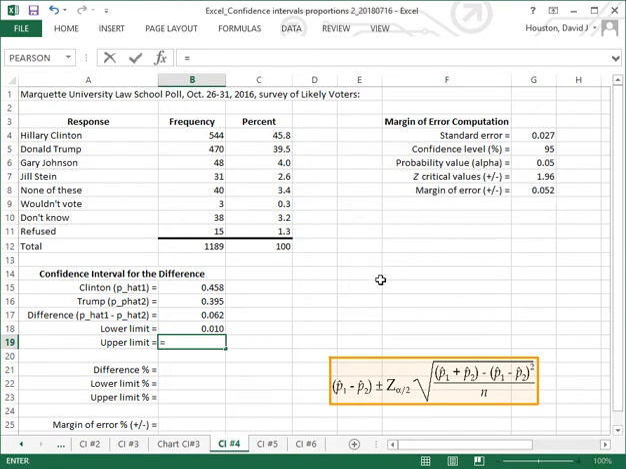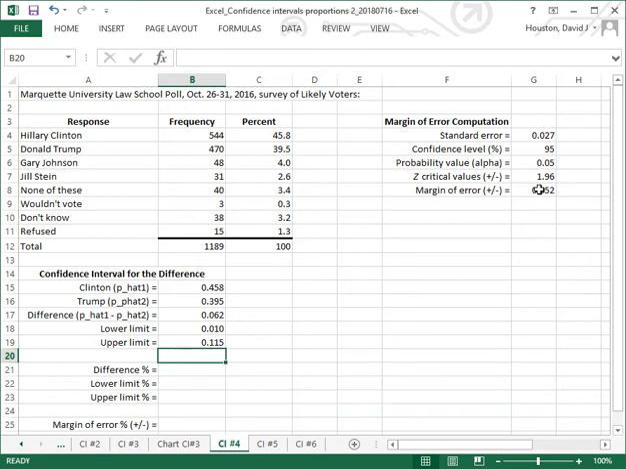Now for the upper limit for this confidence interval, again I'm going to click on the difference between the two sample proportions, and now I'm going to add to that the margin of error. And there we see that in our sample, 0.062 proportion more supported Clinton than Trump.